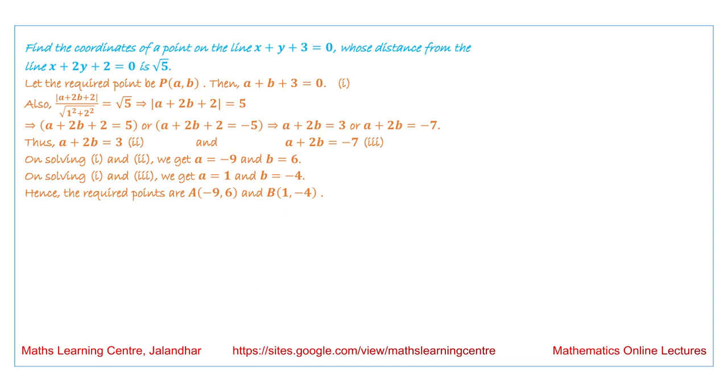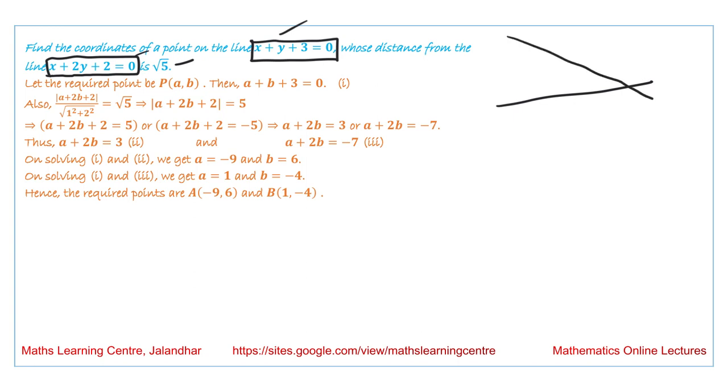Next is find the coordinates of a point on the line x plus y plus 3 is equal to 0, whose distance from the line x plus 2y plus 2 is equal to 0 is square root 5. It is not given that these two lines are parallel. We have one line, say x plus y plus 3 is equal to 0, and another line x plus 2y plus 2 is equal to 0. We have to calculate a point on this line whose distance from the other line is root 5.